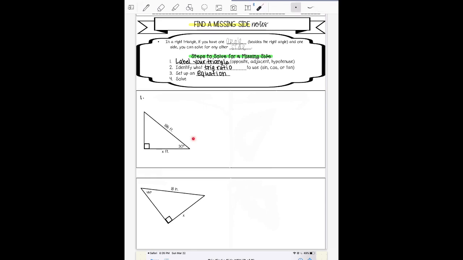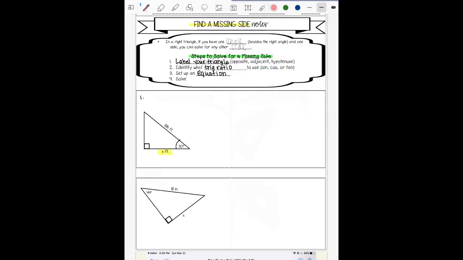We're given this triangle here. Right off the bat, you can notice that we know one angle and we know a side. Let's follow the steps given here to solve for the missing side, which is this x here. We're trying to solve for x. Step 1, label your triangle. The angle that we're given here is 30 degrees. So I'm going to mark 30 degrees.